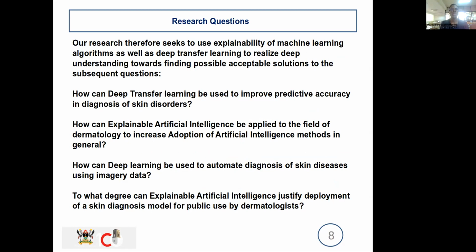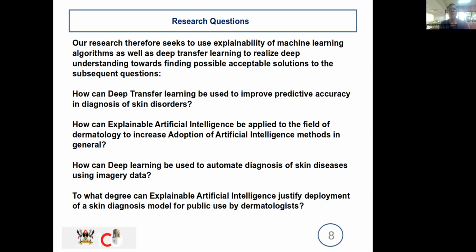Research questions. Our research therefore seeks to use explainability of machine learning algorithms as well as deep transfer learning to realize deep understanding towards finding possible acceptable solutions to the subsequent questions. How can deep transfer learning be used to improve predictive accuracy in diagnosis of skin disorders?